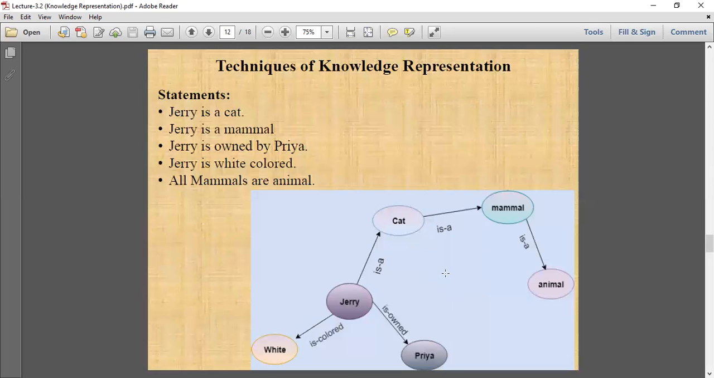So this is an example of semantic network representation. These are the sentences: Jerry is a cat, Jerry is a mammal, Jerry is owned by Priya, Jerry is white colored, all mammals are animals. So we can represent this in a graphical manner. So Jerry, this is an arc, white is the color, and Jerry is owned by Priya, Jerry is a cat, cat is a mammal, mammal is an animal. So this is the graph representation.